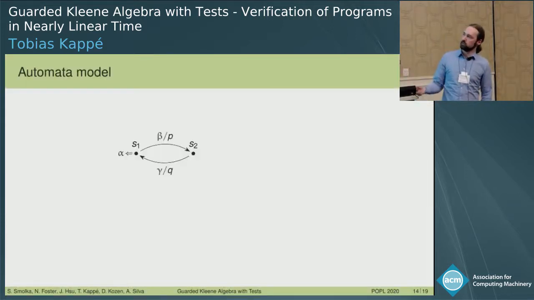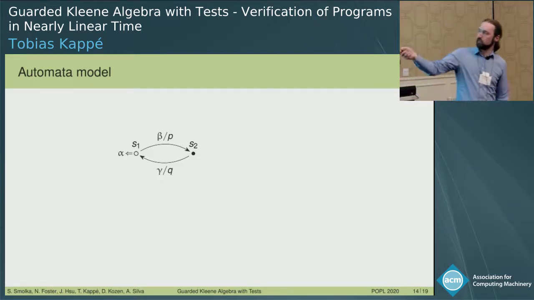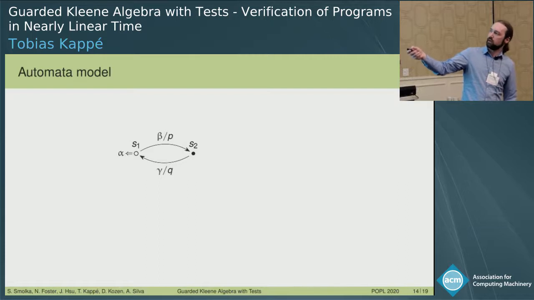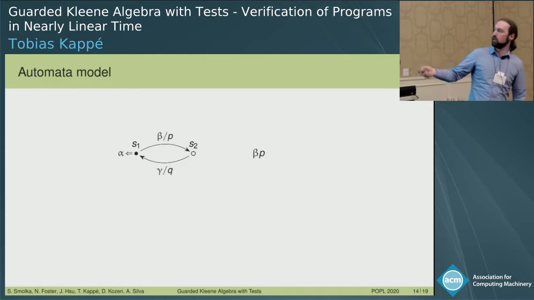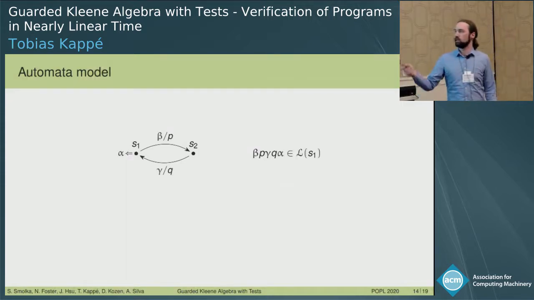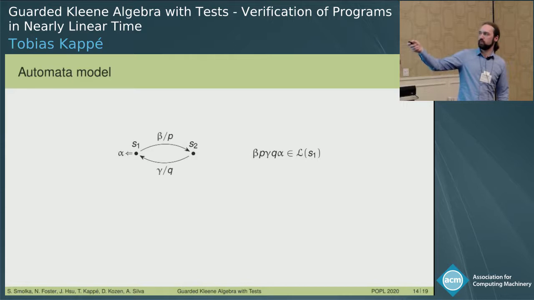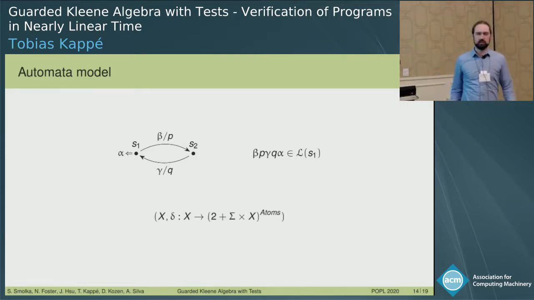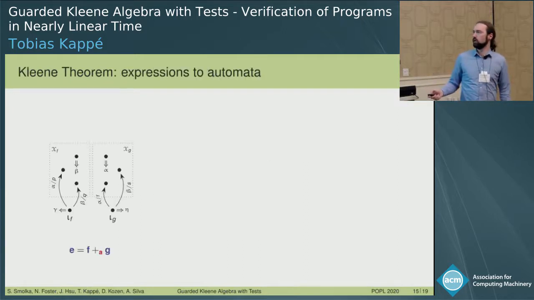We have this automata model in which you have transitions labeled by atoms and actions, and also outgoing transitions. So I have an automaton like this. I start in this state, and now I can read an atom beta and perform the action P to arrive in S2. And then I can read gamma and perform Q to go back to S1. And now I can terminate reading alpha. And this is a way of accepting this guarded string by this state. It's a coalgebra of this type if you're into coalgebra.